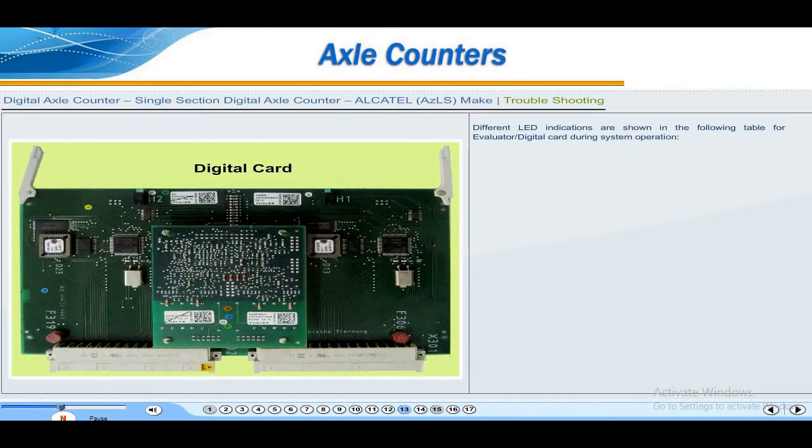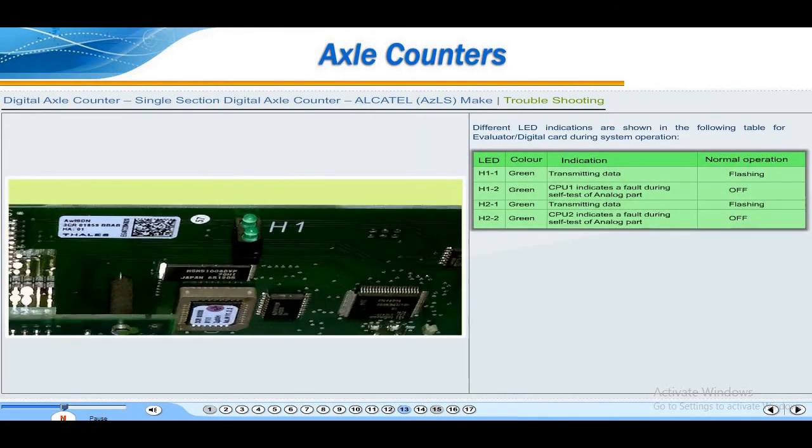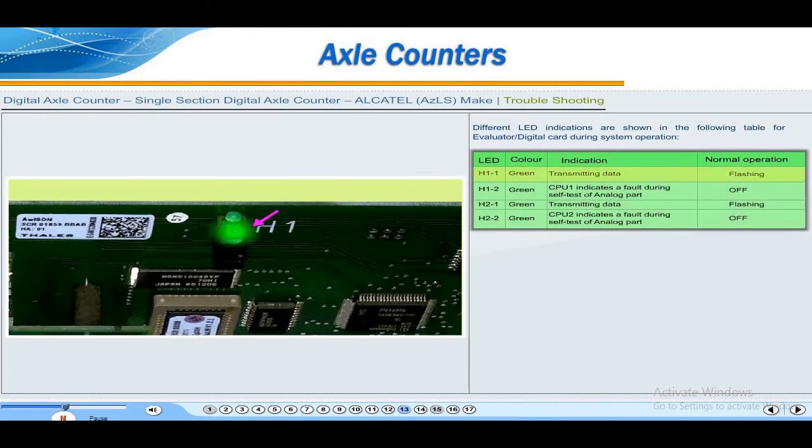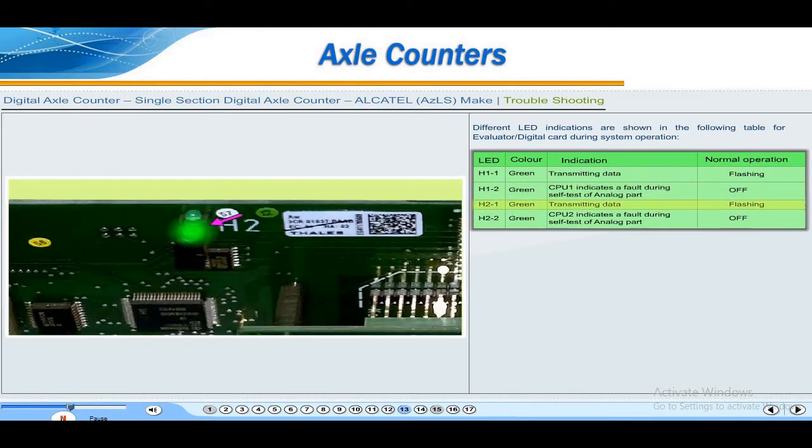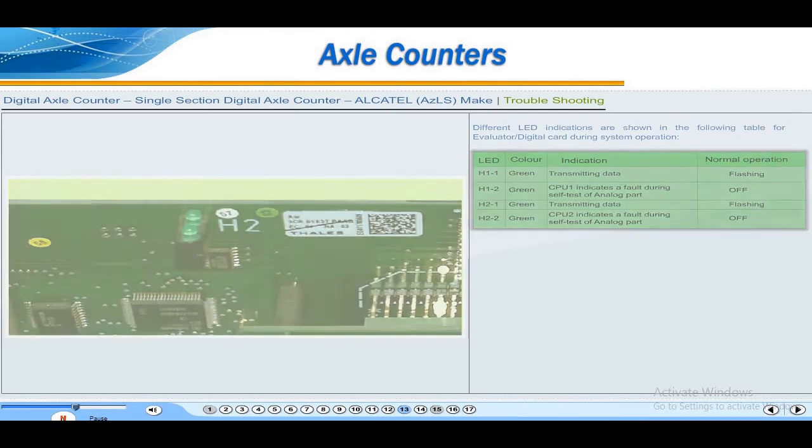Different LED indications are shown in the following table for evaluator or digital card during system operation. H1 1 green LED normally keeps on flashing while transmitting data. H1 2 green LED normally remains off. It lights when CPU 1 indicates a fault during self-test of analog part. H2 1 green LED normally keeps on flashing while transmitting data. H2 2 green LED normally remains off. It lights when CPU 2 indicates a fault during self-test of analog part.